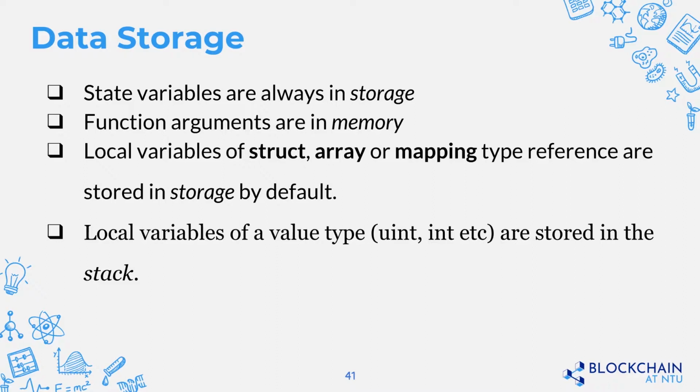Is the function parameter always stored in the stack? Yes. What happens if you go over 16? Then it will revert. It wouldn't compile, and you wouldn't be able to deploy that smart contract. If an array is a parameter, will it be counted as one? Yes, it will be counted as one.